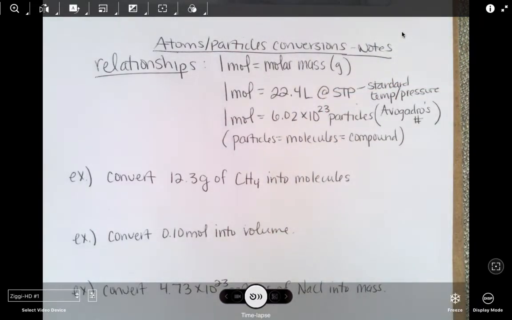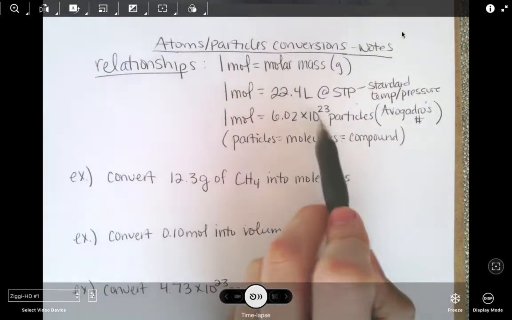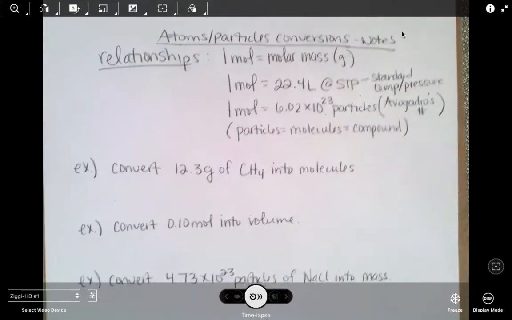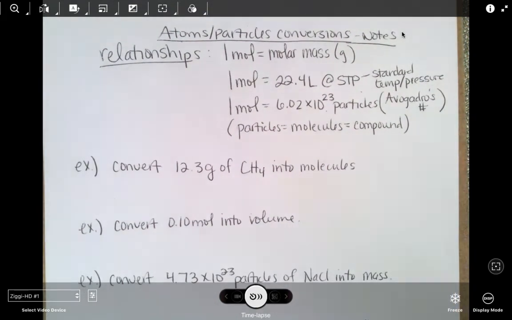Avogadro's number is a way to convert from moles to particles, and in this case, particles, the word is the same thing as molecules, is the same thing as compounds, so if you see those words, they're interchangeable or synonyms in this context. The reason why we were talking about scientific notation is because of this value right here, so that we know how to use it in our calculators and convert in and out of scientific notation.